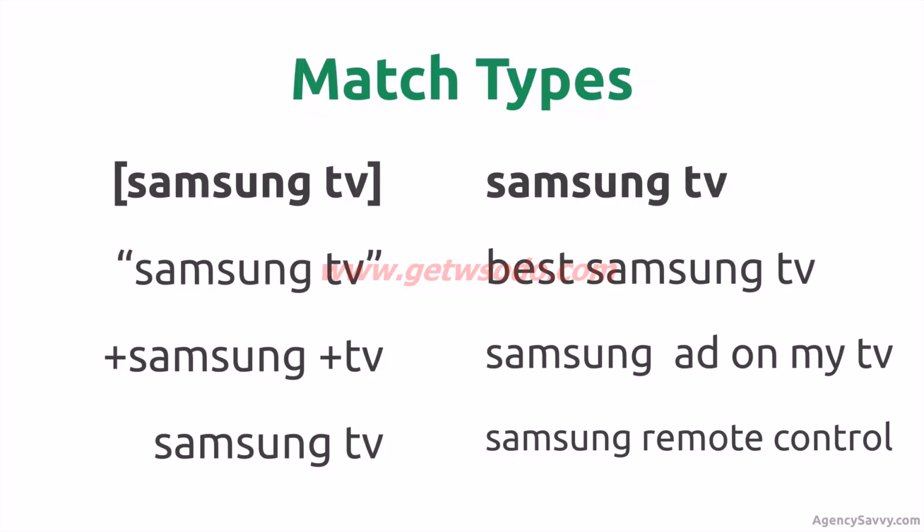There are certainly cases where you want to use phrase and modified broad, but for now, just stick to exact match. So use the square brackets or find the little drop down in your Google Ads account next to the keyword and choose exact match when you're creating the keywords in your account.